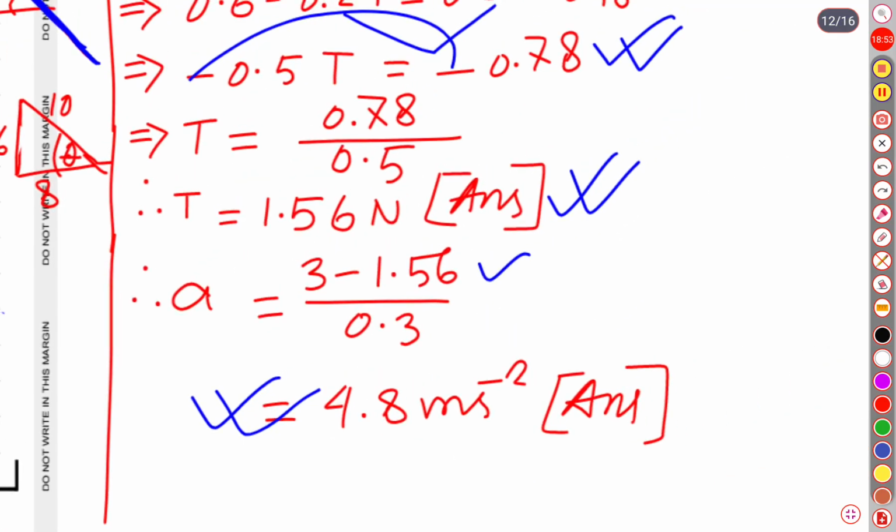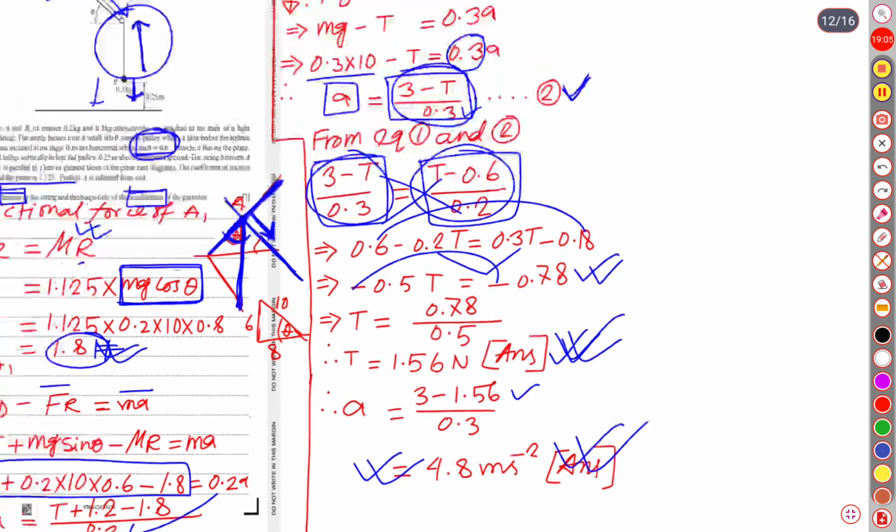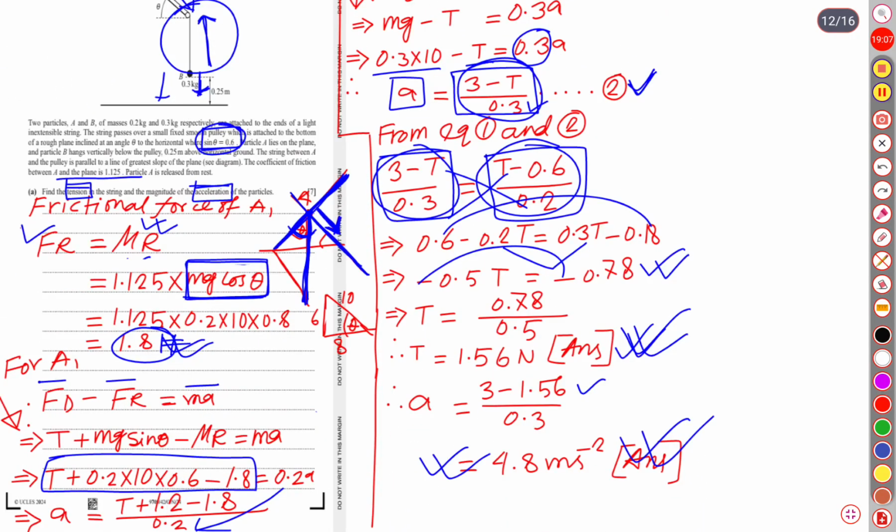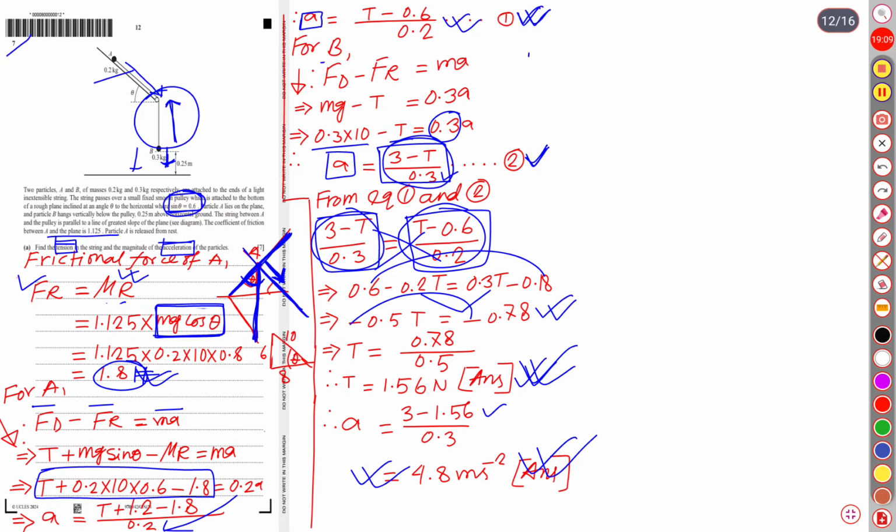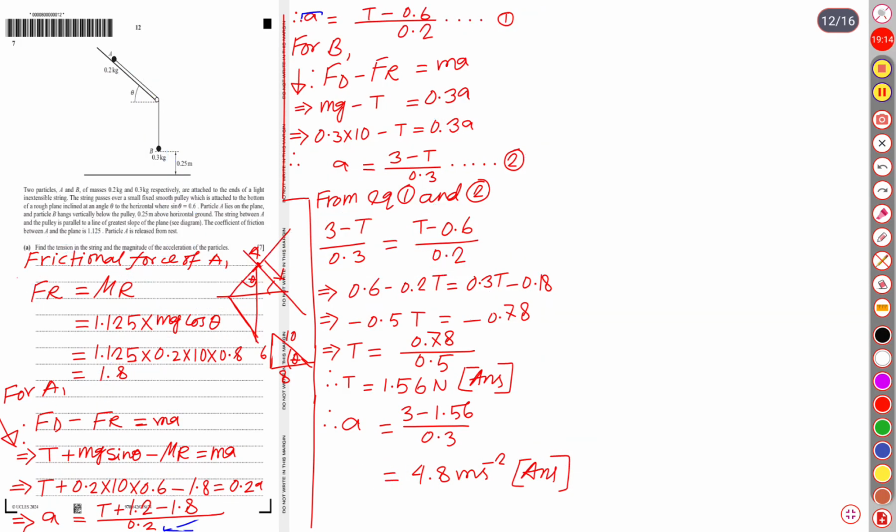These two are our answers. This one is the tension and this one is our acceleration, and we have done the solution. I am showing the whole solution together so that you can copy this. This is the whole solution at a glance.